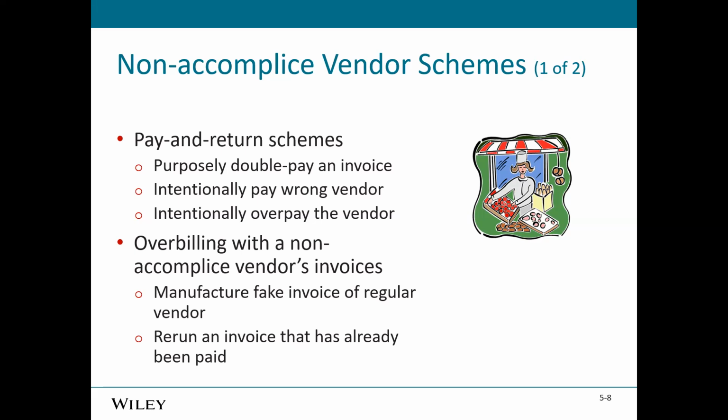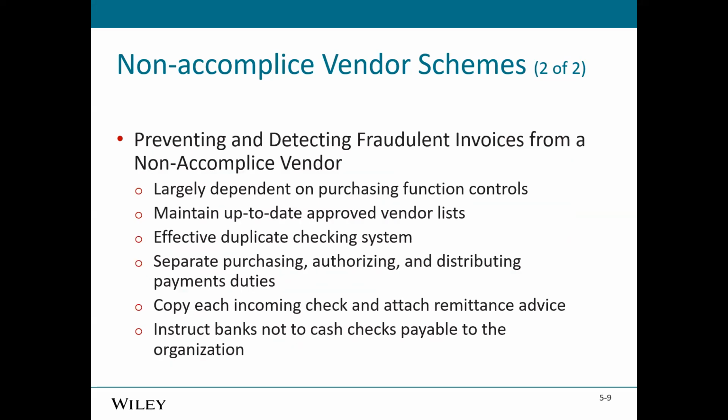Similarly, we could pay the wrong vendor, or overpay the correct vendor, maybe not double it, but pay too much, and then request that amount to be sent back. When that amount gets sent back, we take that check and never deposit it, and the mistake is never actually caught. We're just getting that money. So that is one way that we can have the non-accomplice vendor.